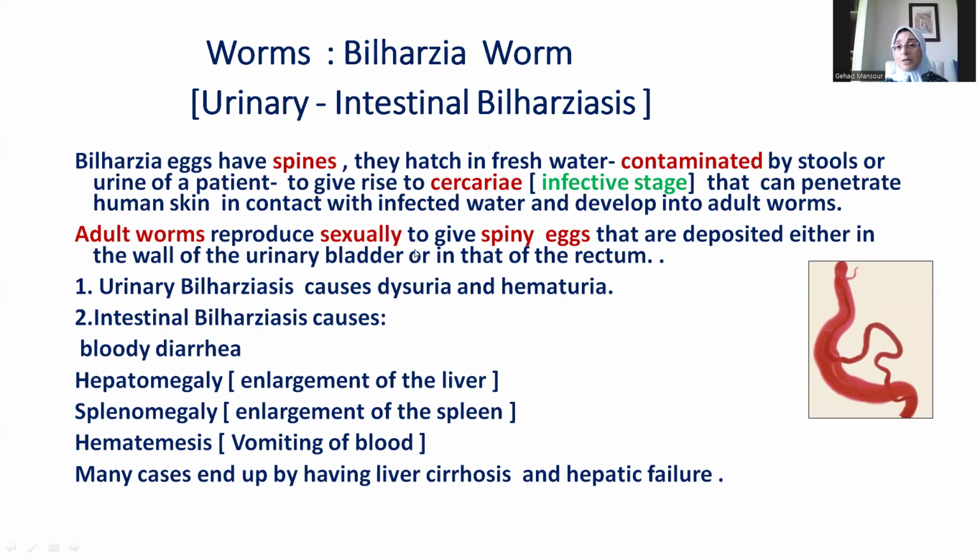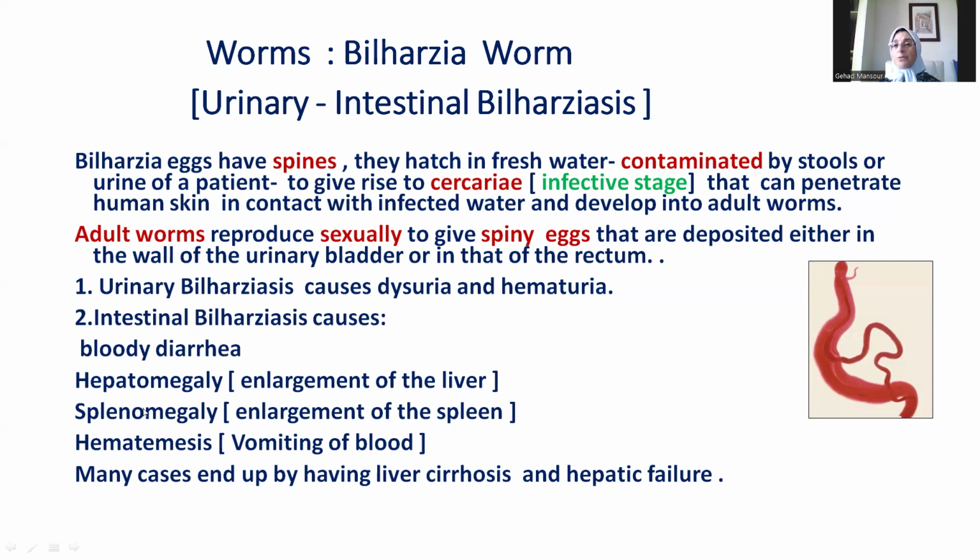In intestinal bilharziasis, there is no hematuria or dysuria, but there is rectal bleeding or bloody diarrhea. Why? Because the spiny eggs again are deposited in the inner mucosa of the rectum, and they cause injury of the blood capillaries of the inner wall of the inner mucosa of the rectum, resulting in bloody diarrhea.